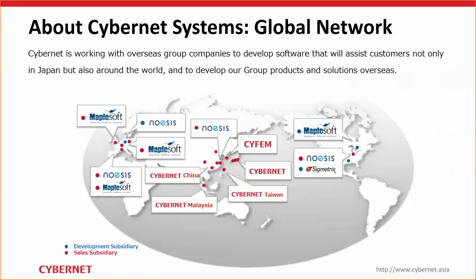So here, as you can see, CYBERNET System has been working with a number of group companies around the world for both sales and also development. Our development subsidiaries include Noesis, MapleSoft, and Symmetrics, while our sales subsidiaries, like I mentioned previously, consist of CYBERNET Japan, China, Taiwan, Korea, and also Malaysia.